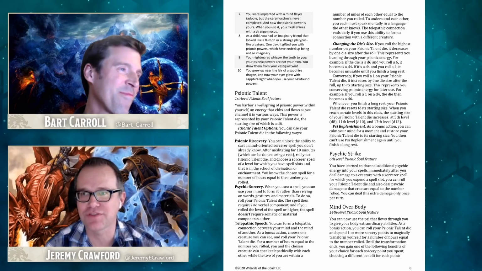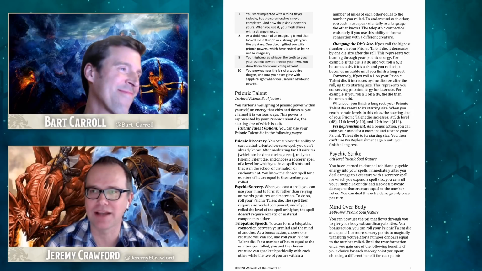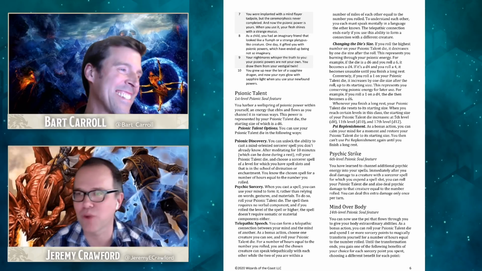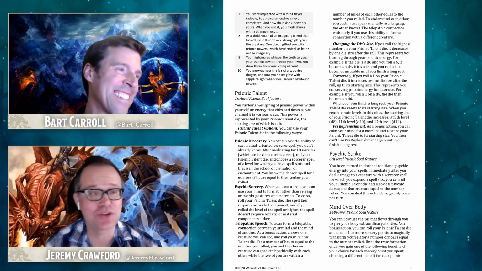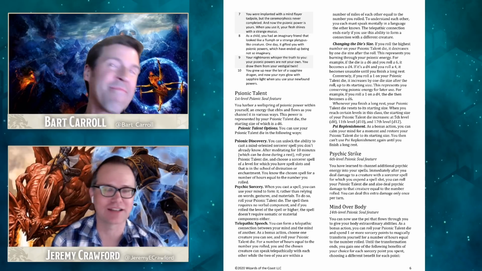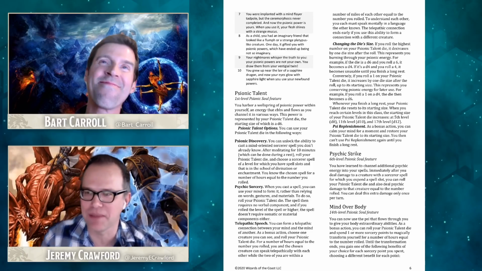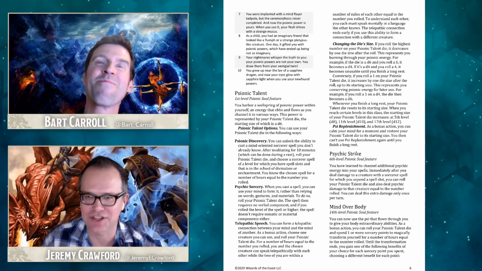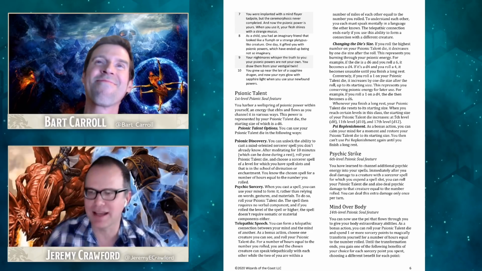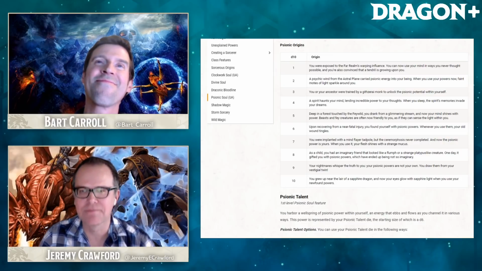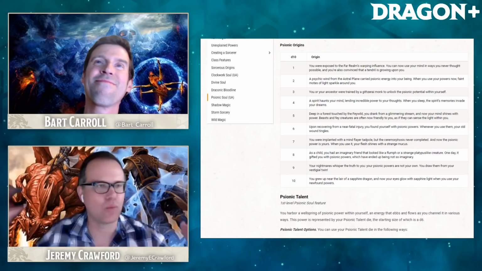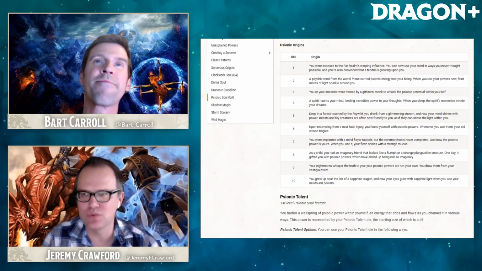You were exposed to the Far Realm's warping influence. You can now use your mind in ways you never thought possible, and you're also convinced that a tendril is growing upon you. We will leave it to you where that tendril is manifesting, and we'll also leave it to you to decide whether it's real or not. We purposefully left it here that maybe it is a hallucination, maybe you do in fact have such a thing growing from you. So we created an array of options, all of them pointing at wherever this power came from, you now have extraordinary psionic ability.